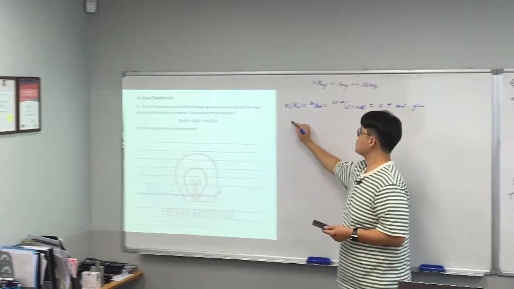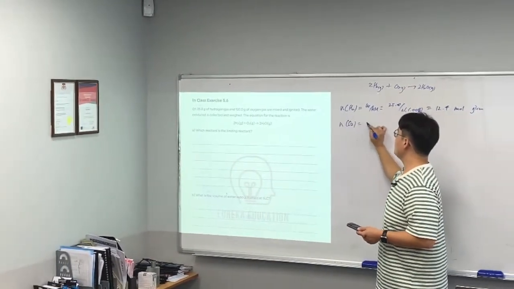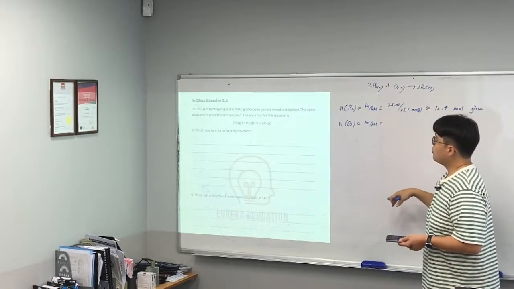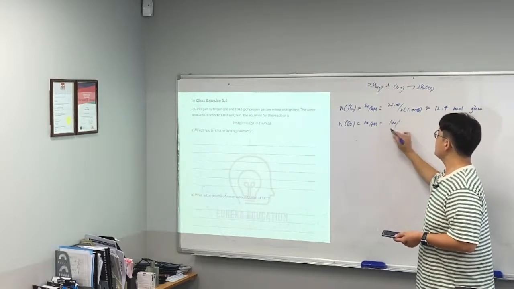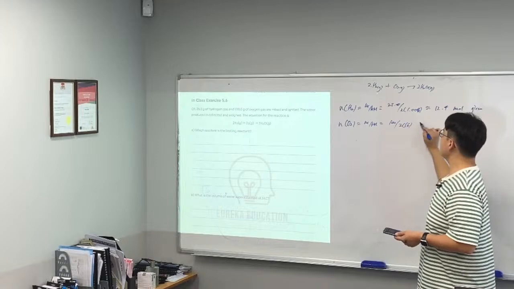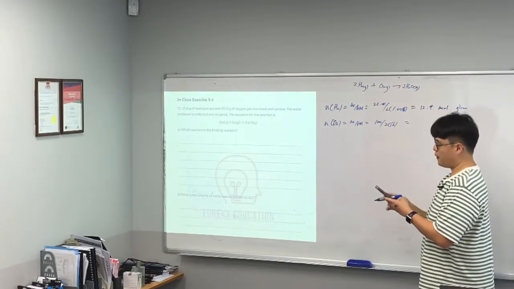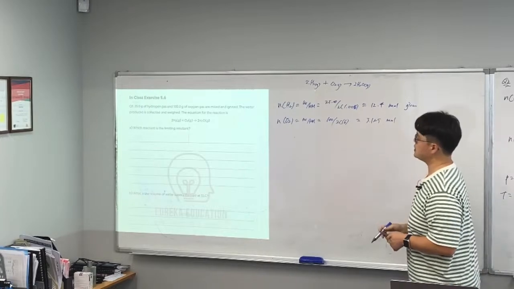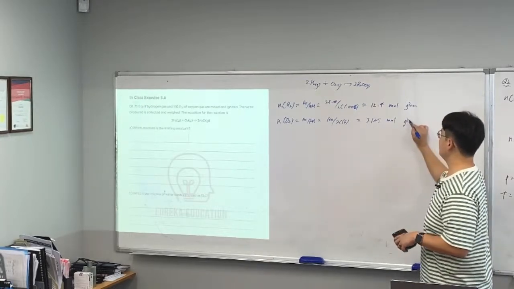Same process for the oxygen. n of O2 can be found by mass over molar mass again. That would be 100 grams, 100 divided by 2 times 16. So 100 divided by 32, you get 3.125 mole. That's given.